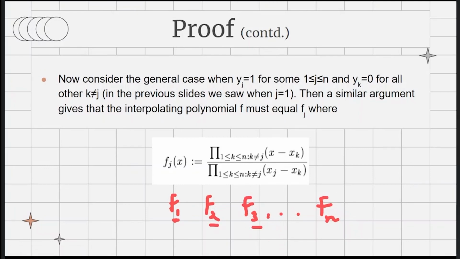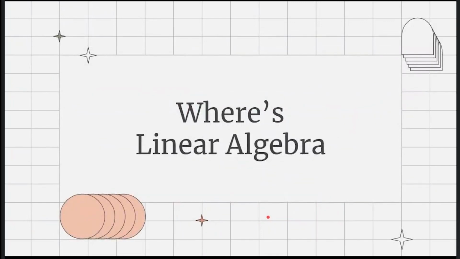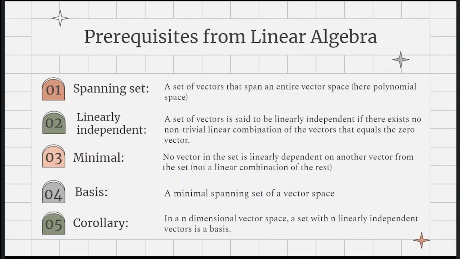So here is where our linear algebra comes into the picture. We'll be using these as our building blocks, and using the concept of linear combinations and basis vectors, that's what we'll be doing. Before going into that, we'll require some prerequisites. We won't be going into too much detail, we'll just be using these 5 concepts. So one is a spanning set. A spanning set of vectors is nothing but a set of vectors that spans an entire vector space, and specifically over here we'll be using the polynomial space.